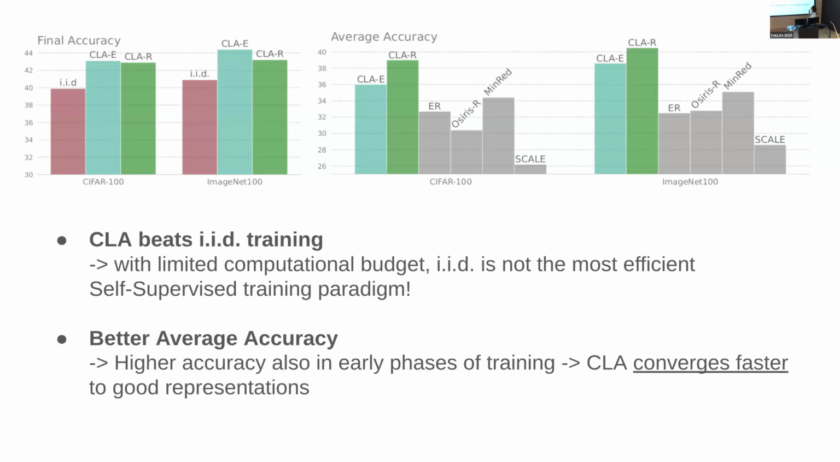And another thing that we noted is that CLA has a better average accuracy compared to other methods. This means that CLA is faster to converge and not only obtains a higher accuracy at the end of the stream, which is a strong desideratum in online continual learning because in real world scenarios, you don't actually know the length of the stream. You don't know when it ends. So you want your model to be able to do evaluation anytime.